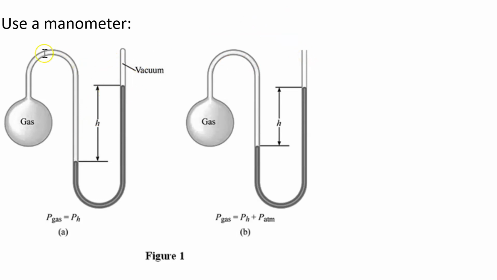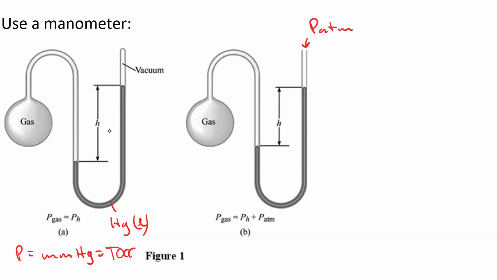So in the closed end one, on the left here, the pressure in the gas is just equal to the height difference, right? And you have this substance inside here is mercury, liquid, right? So it takes quite a bit of pressure to move the mercury. And in fact, you can read the pressure directly in millimeters of mercury, or torr, right?